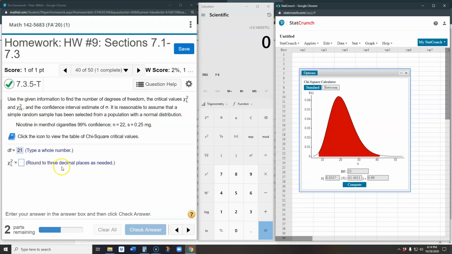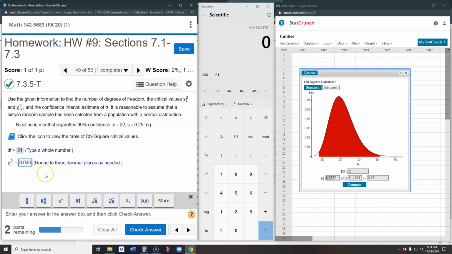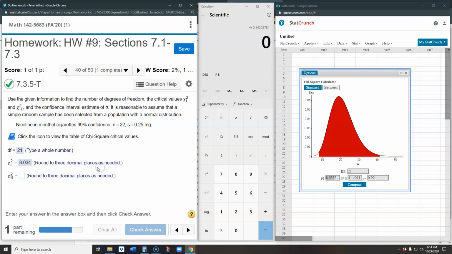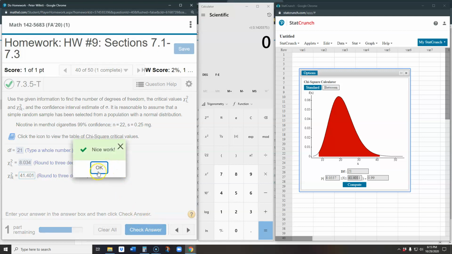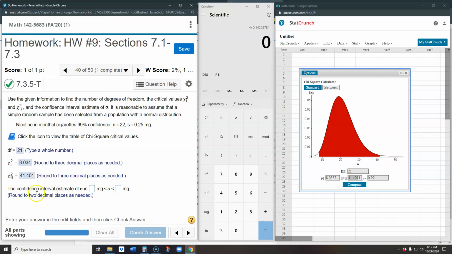And so they say to round this to 3 decimal places, and the first thing they want is the left one. So I'm going to take the left number and the 3 decimal places, grab that. That 3 on the end needs to be rounded up to a 4. Then they want the right critical value over here, and I don't have to change anything for 3 decimal places here. Nice. Okay, so then they want the confidence interval estimate of sigma, which is the standard deviation of the population.